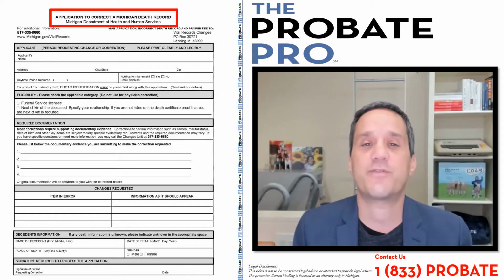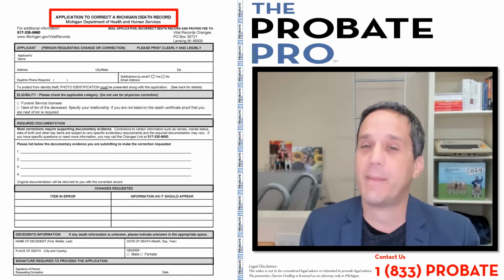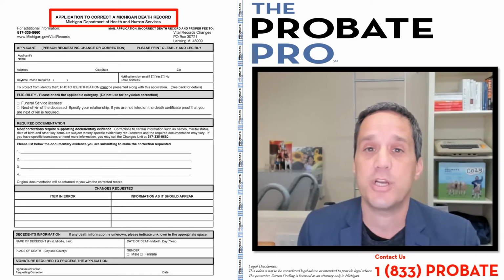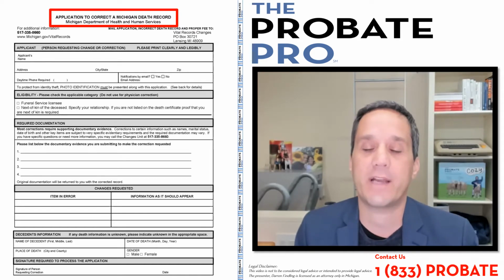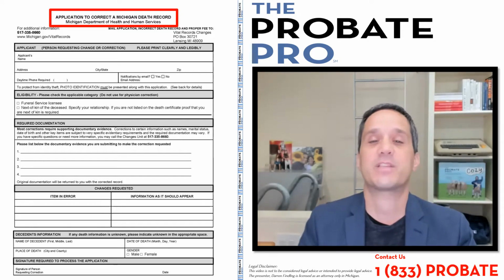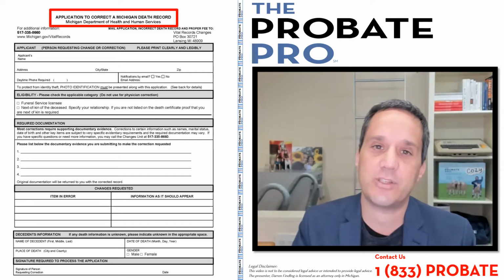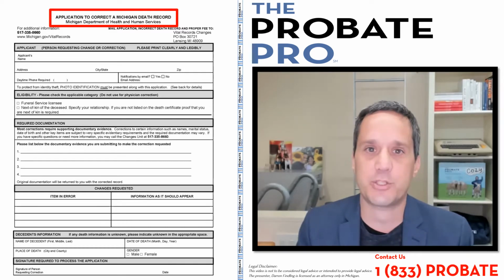certificate. This form is widely available. I'd be happy to provide it to you free of charge. Of course, you can contact my office at 833-PROBATE or go onto the website and we'd be happy to provide it to you. So let's examine this process of a death certificate having incorrect information.